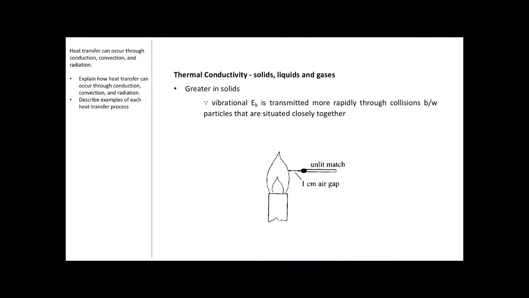So, for example, if you've got a match head next to a candle or a Bunsen burner, the match will only ignite when sufficient heat is transferred via conduction. But if it's too far away, the match won't ignite because air is a poor thermal conductor, so the heat doesn't transfer fast enough.